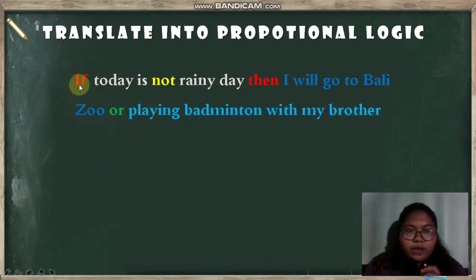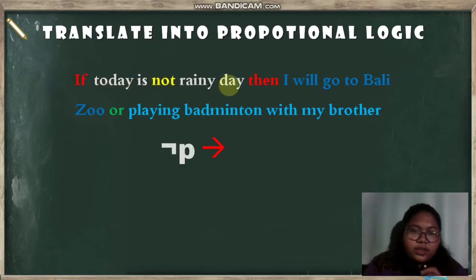So here we have if and then, so we need an arrow. And then here, today is not a rainy day. If today is a rainy day is P, then today is not a rainy day is not P. So we need not P.